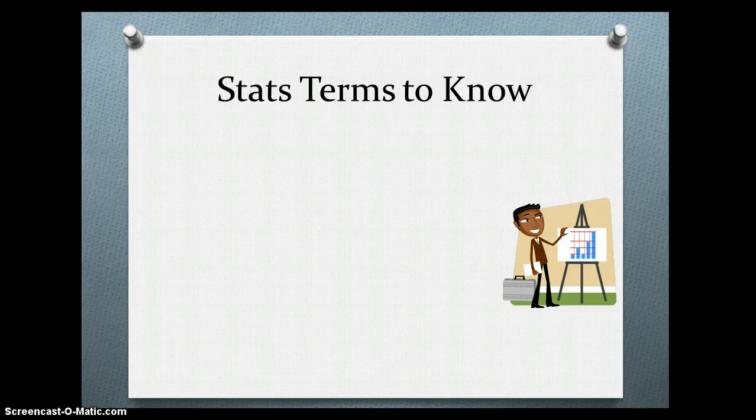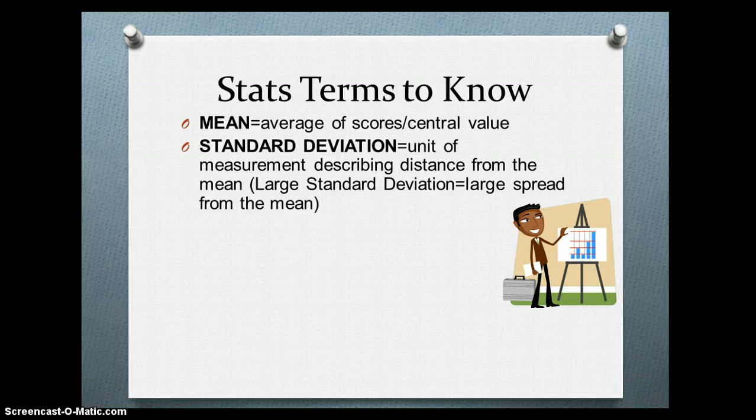Some stats terms to know when we talk about formal assessments include the mean, which is the average of the scores or the central value. The standard deviation, which is a unit of measurement that describes the distance from the mean, or the measure of central tendency. If you have a large standard deviation, that means there's a large spread from the mean, versus having scores clustered around the mean or average score. So a large standard deviation indicates that you have a lot of different needs happening in your class and a lot of different levels of performance.